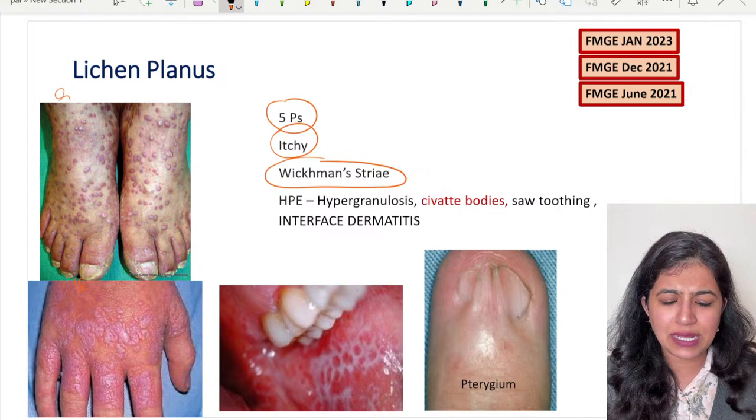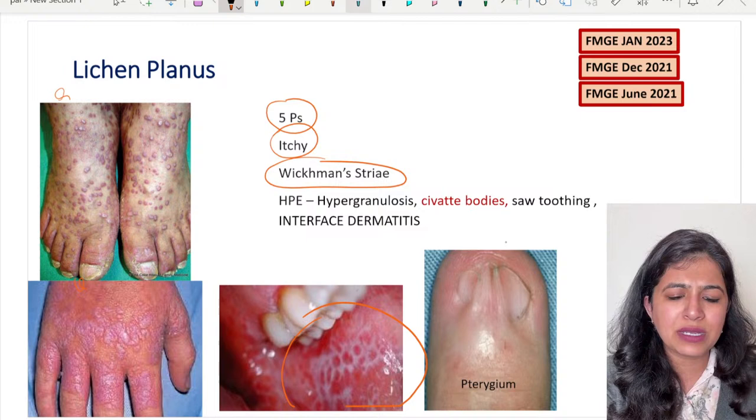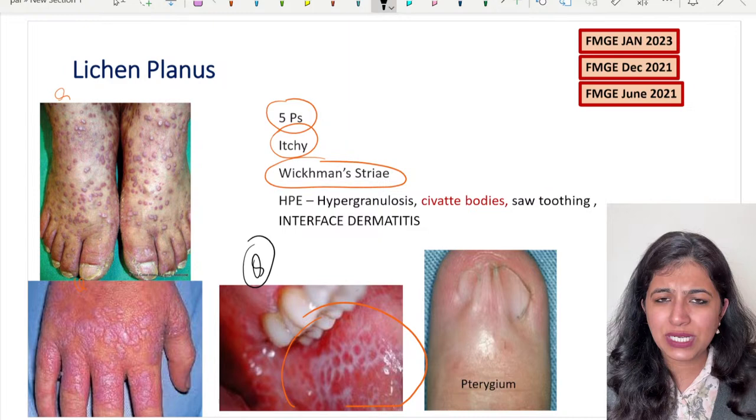In the mucosa, we see this lacy white reticulate stria. Again, very, very, very important image-based question. Lacy white reticulate stria in the oral cavity. Very important. This is oral lichen planus.